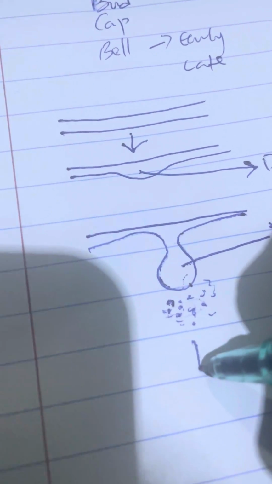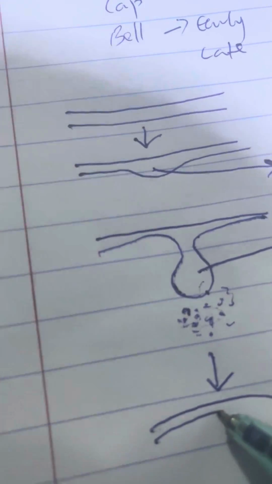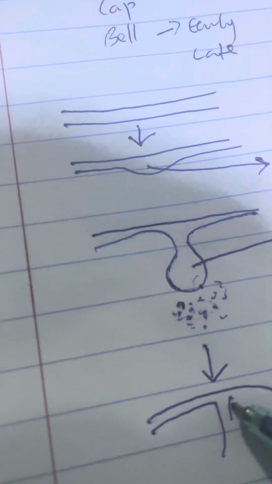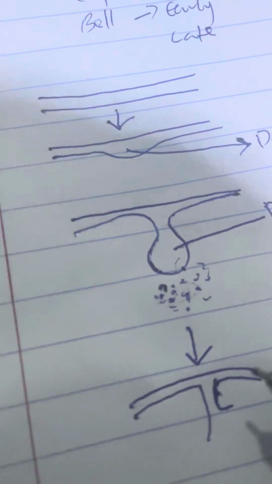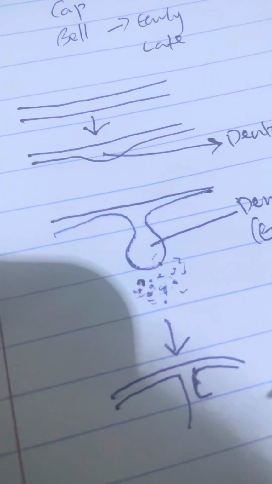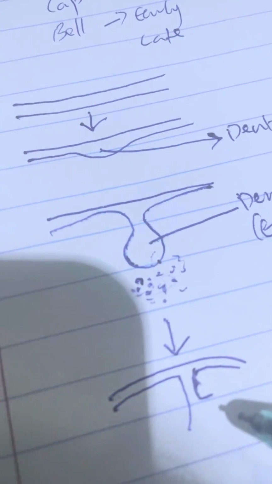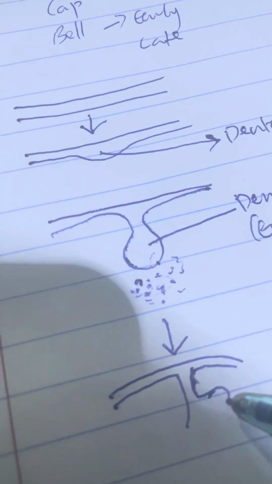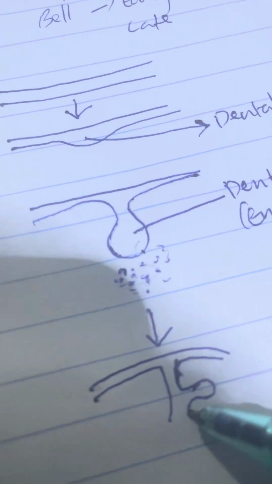Then the next thing is that, remember, this one we're forming is the deciduous tooth, right? So another bud also already started forming, and this one is for the permanent tooth, but we're not going to talk about this permanent bud.